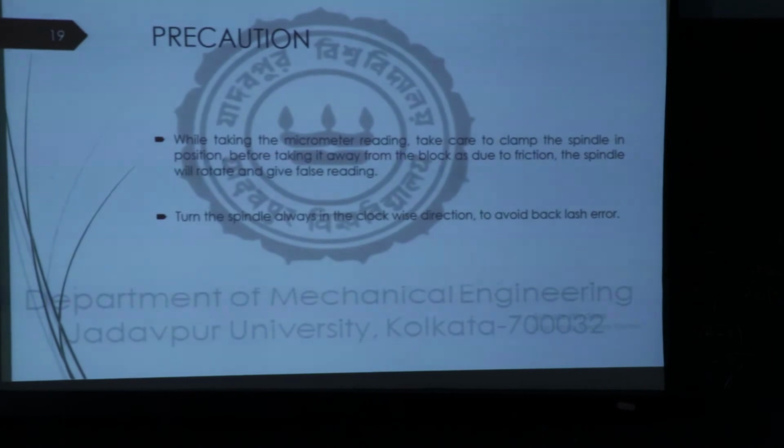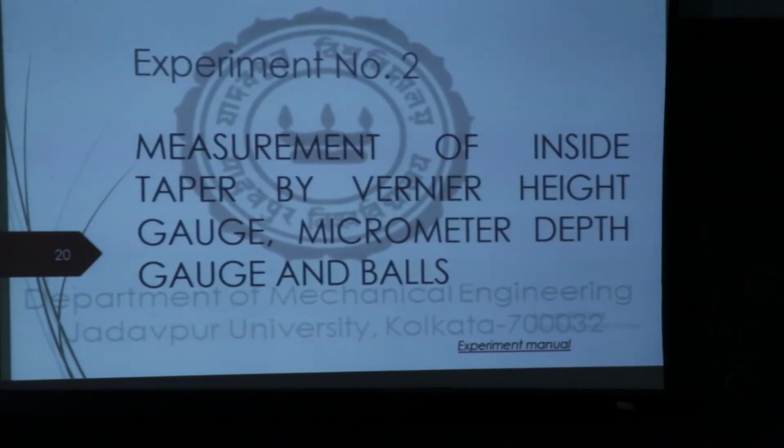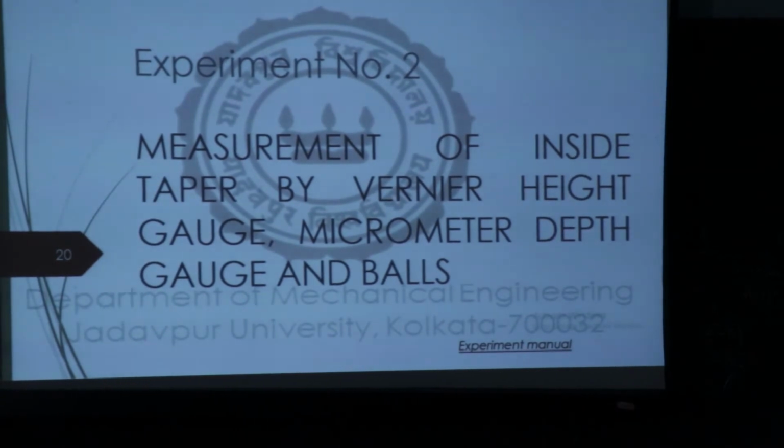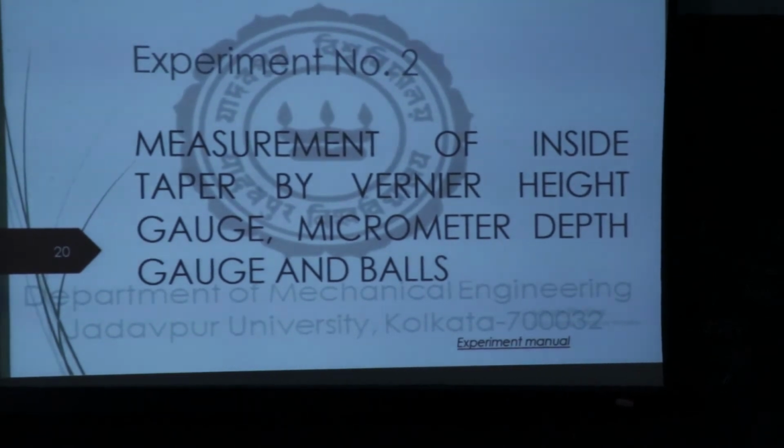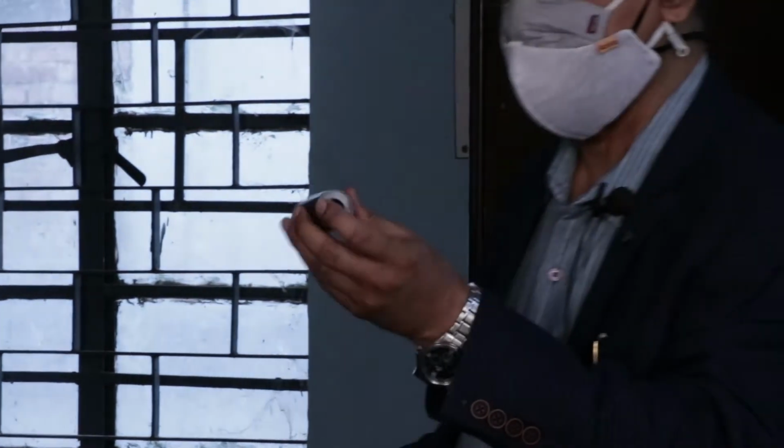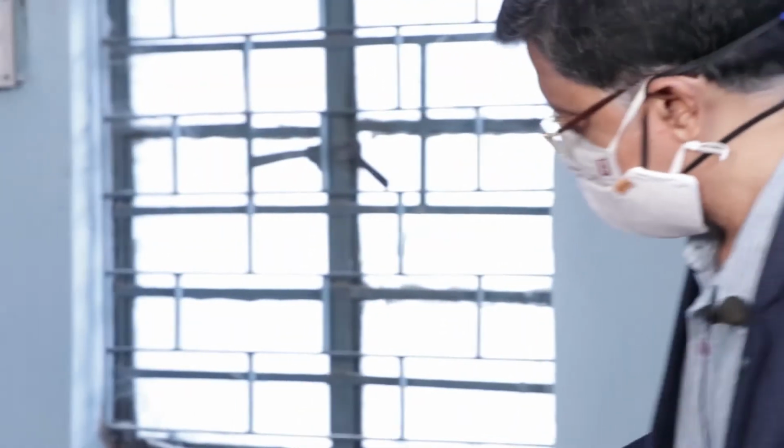Some precautions are self-explanatory. Next, you go to your experiment 2, that is taper measurement. What is the taper gauge? That is the gauge. This is the inside taper, and this taper will be measured. Taper measurement will be carried out.